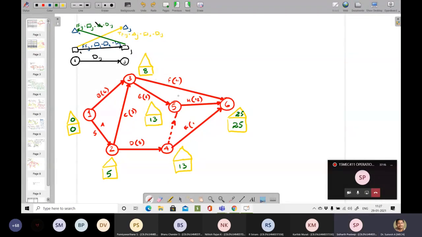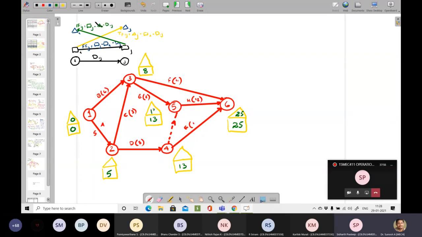Now we'll come back in the node reverse order. So the last triangle J, that is node number 6. Rectangle 6 equals triangle 6, so 25 is written. At node number 5, this is 12. So 25 minus 12, the value is 13.